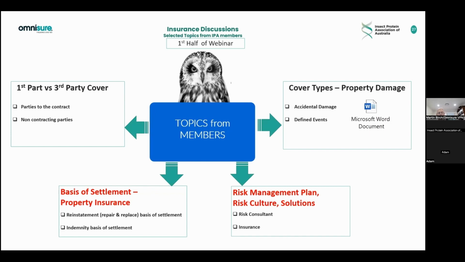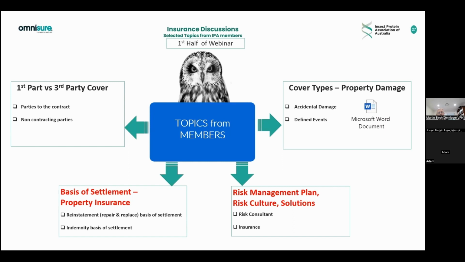Against all of this backdrop, it's obvious that choosing a sum insured is important. If you insure something for $2 million and there's a total loss, and indemnity basis of settlement applies, you may not get paid out $2 million, and that's where problems arise.